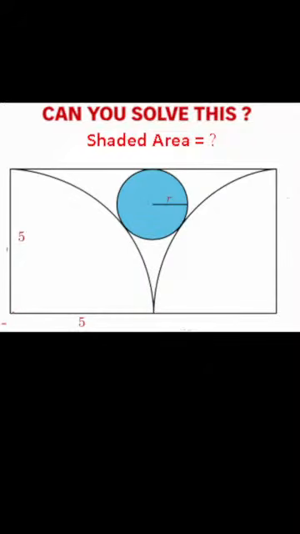2 is incorrect. Length is 10. No, we are not focusing on the length. This much portion is 5. Right? This is also 5. We need to solve for the radius first and then we can calculate the shaded area. We need to solve for this blue shaded area, that is the area of the circle.